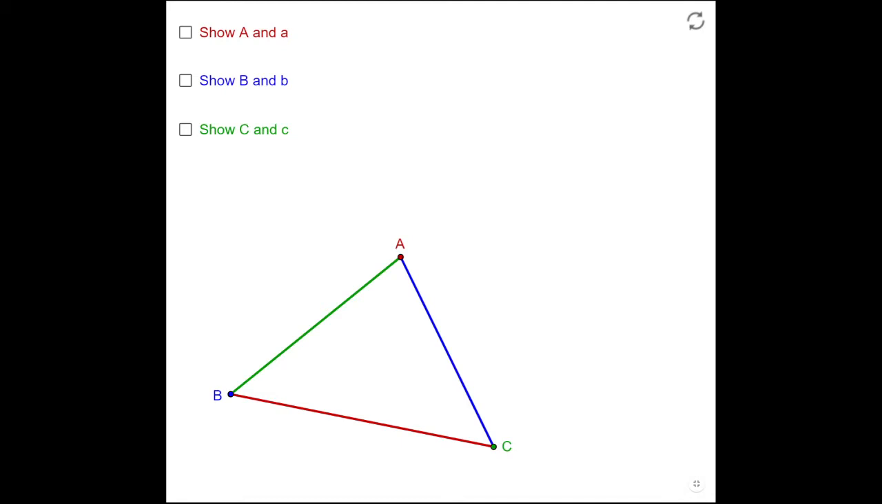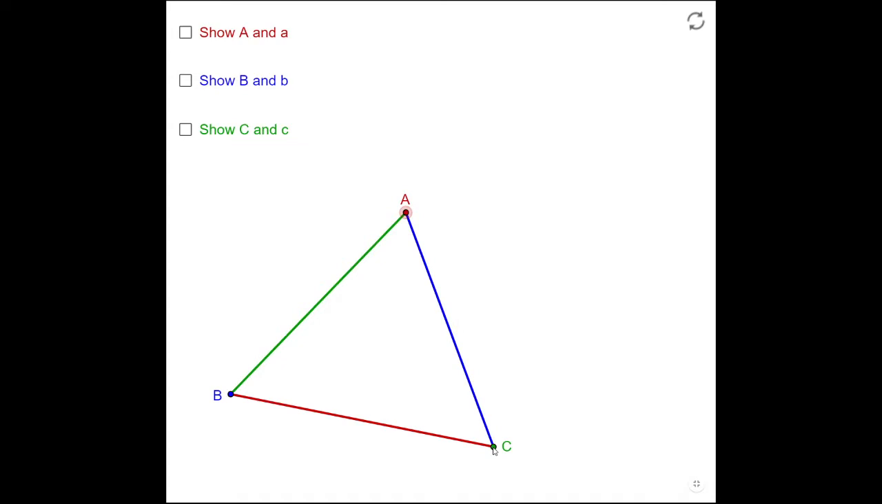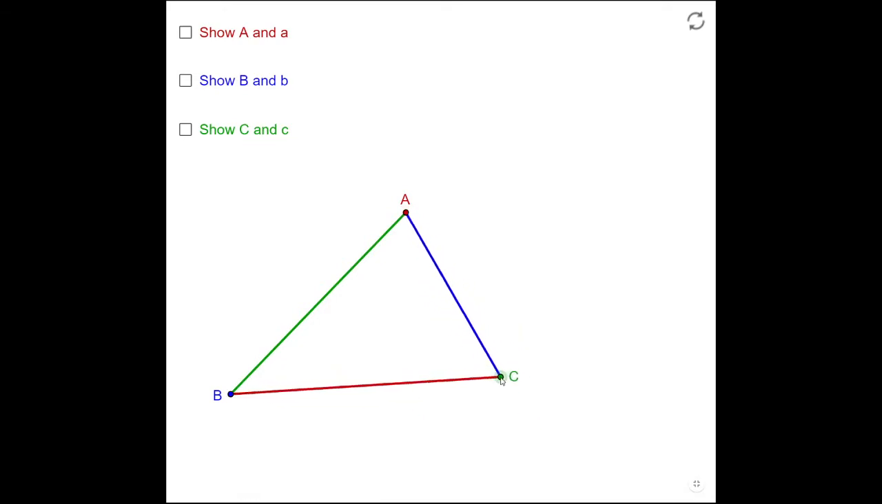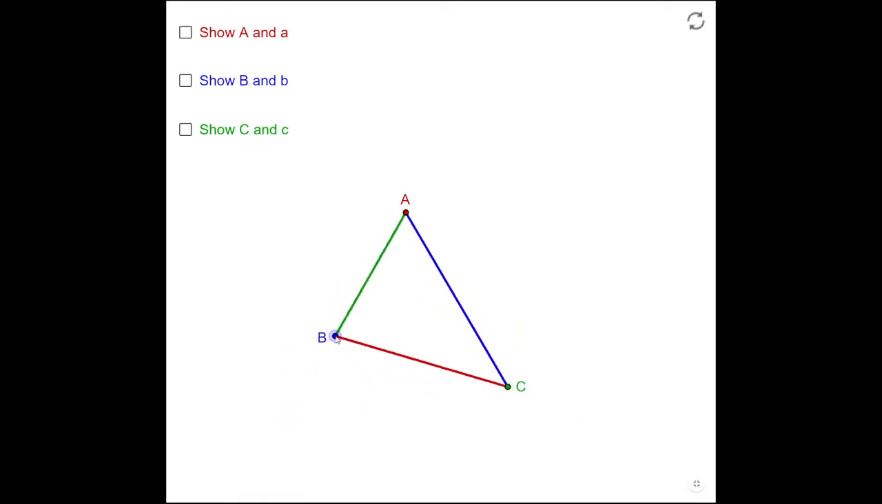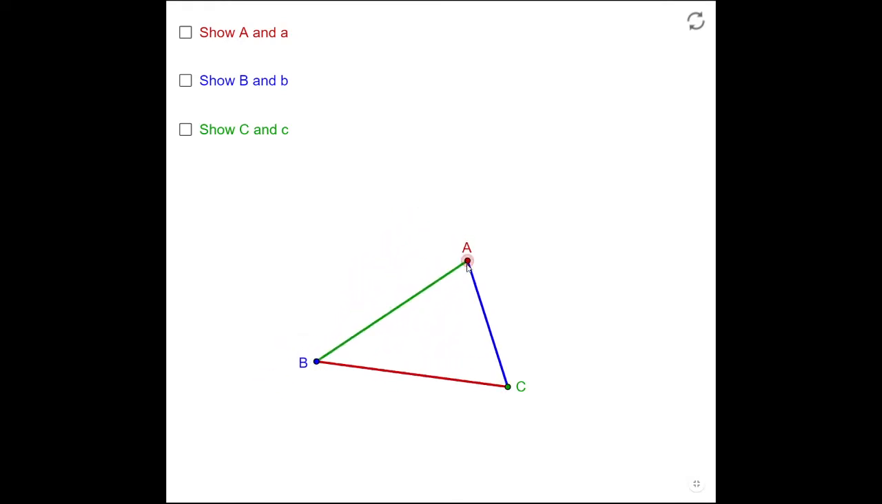Okay, so here we have a triangle ABC, and we can move the vertices around the screen, changing the lengths of the sides of the triangle. We're also changing the angles. So when I move this point around, all three angles are changing. Two of the sides are changing length. And if I want to change the third side, I can move this point.